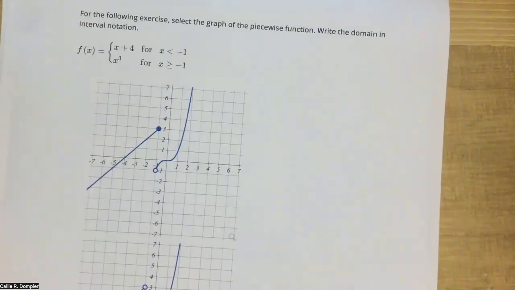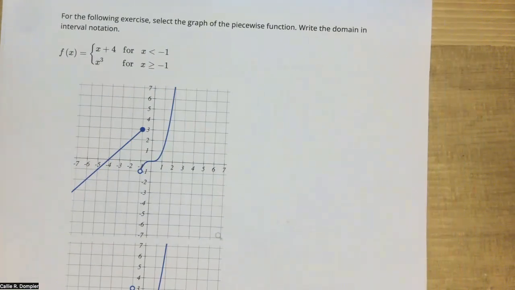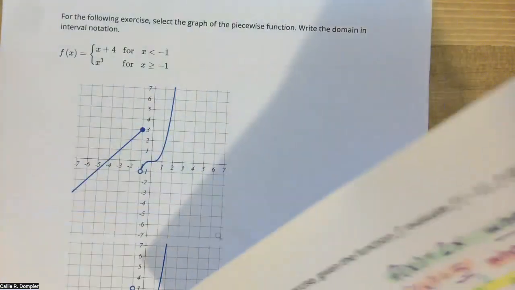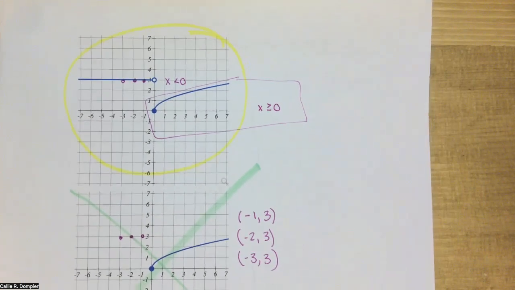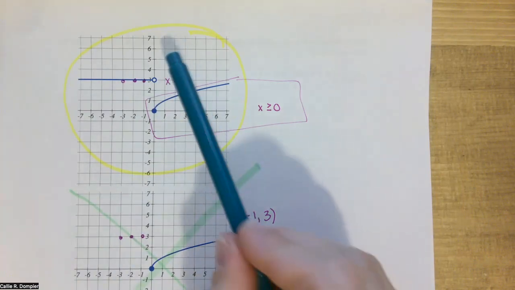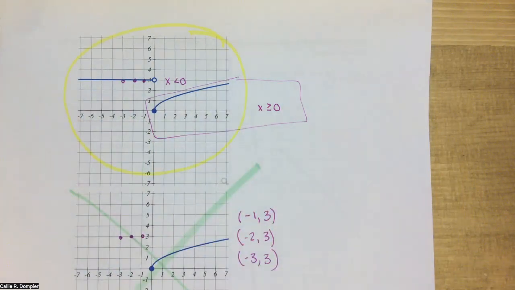Question 36 is the same. So select the graph of the piecewise function. Oh, sorry, we forgot to write the domain. So we picked one. That's our answer, and we need to decide the domain, okay? Not the range, just the domain. What is the domain of this graph?